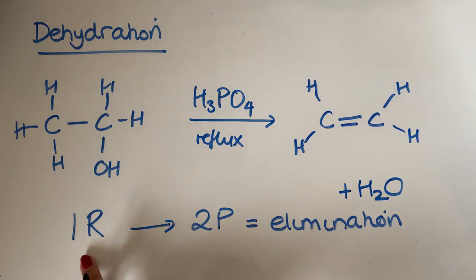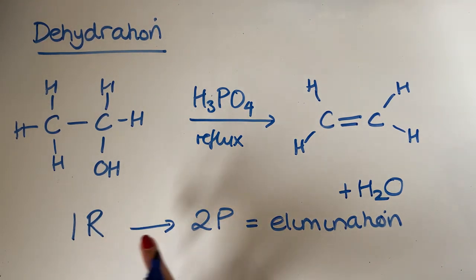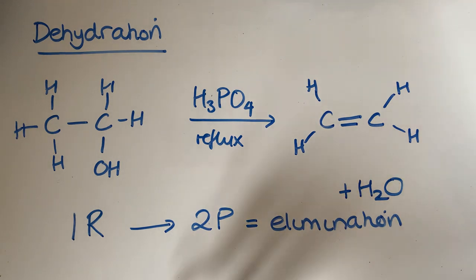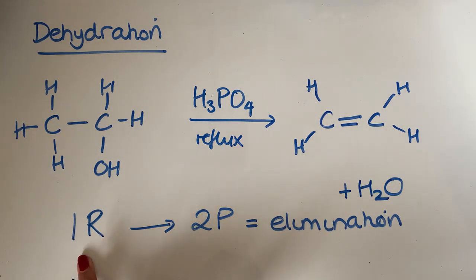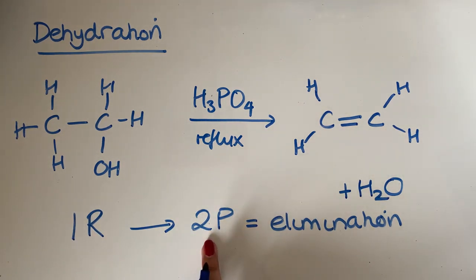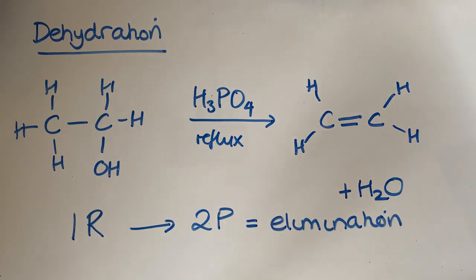If we have two reactants going to two products, that's substitution. If we have two reactants going to one product, that's called an addition reaction. So you need to know what type of reaction it is. In terms of the mechanism, this would be an elimination reaction, or you can call it a dehydration reaction as well, because we're removing water.